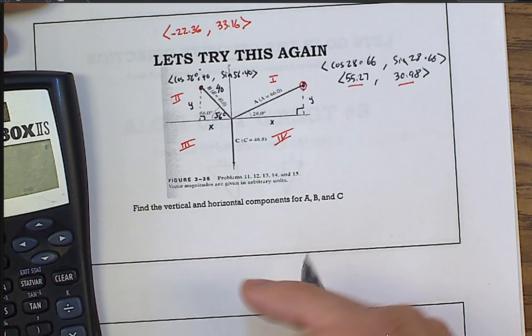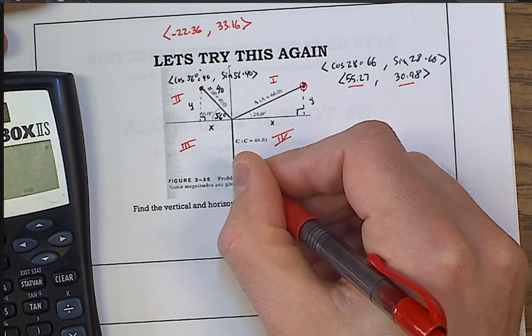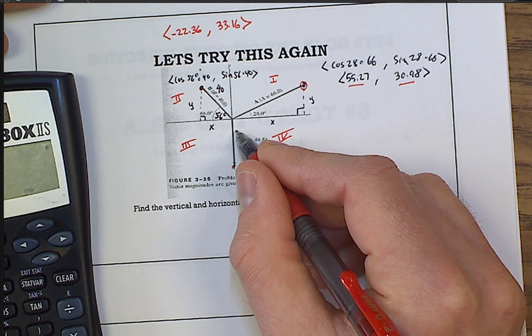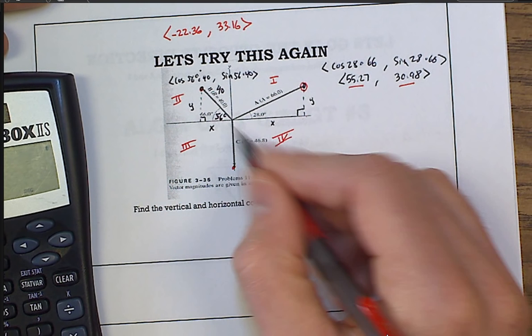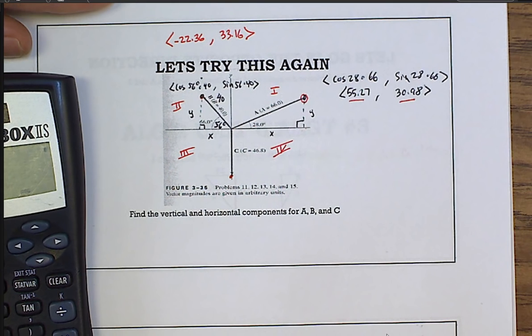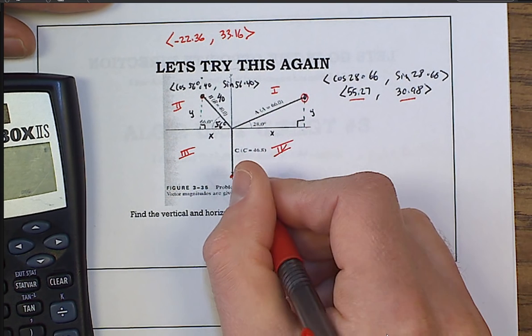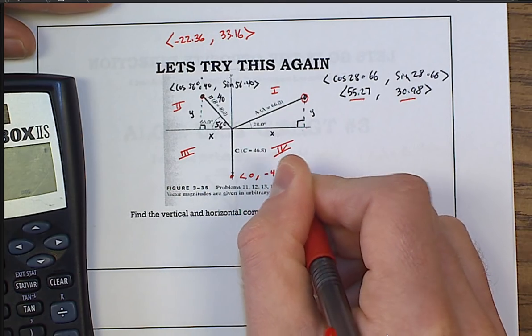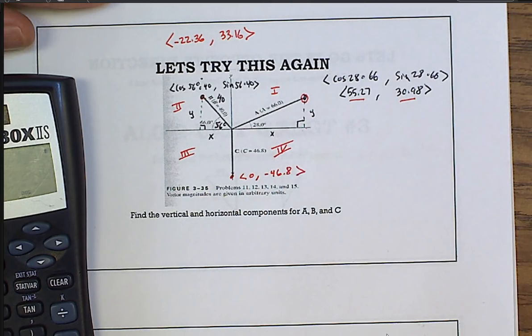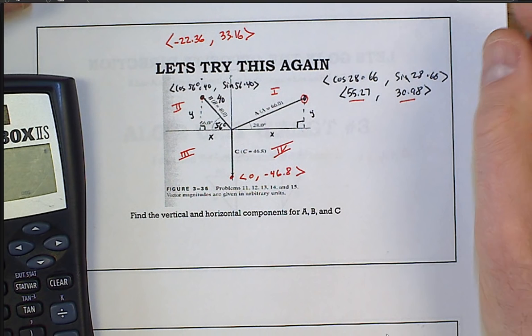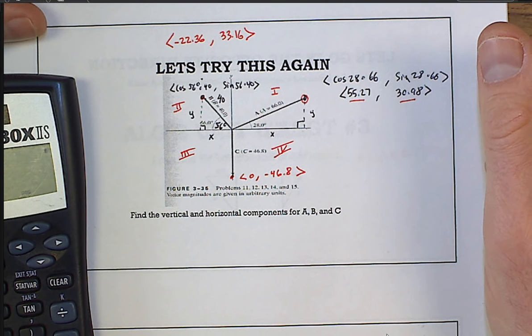All right, C is nice because they're telling you that this is 46.8, and since it's not going off of the coordinates or the axis at all, this is just going to be 0, comma, negative 46.8 because that's that distance. That distance is 46.8, and that's all you would do. There's nothing else to do there for that vector.